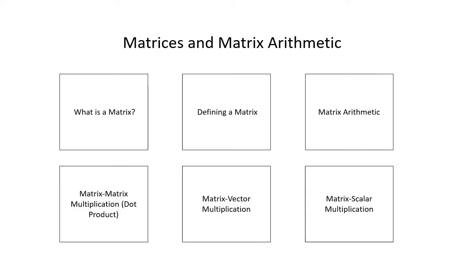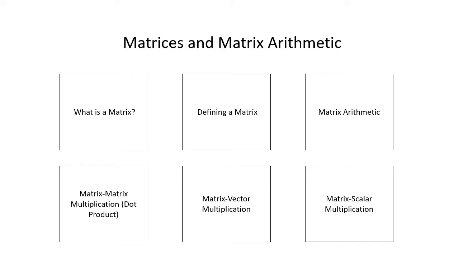We're going to divvy the lesson up. First, we're going to talk about what is a matrix. We're going to define the matrix. We're then going to cover matrix arithmetic. We're then going to touch on matrix-matrix multiplication, called the dot product. We're also going to delve into matrix vector multiplication. And then lastly, we're going to cover matrix scalar multiplication.